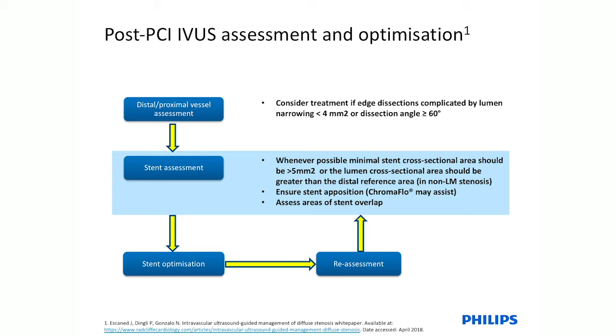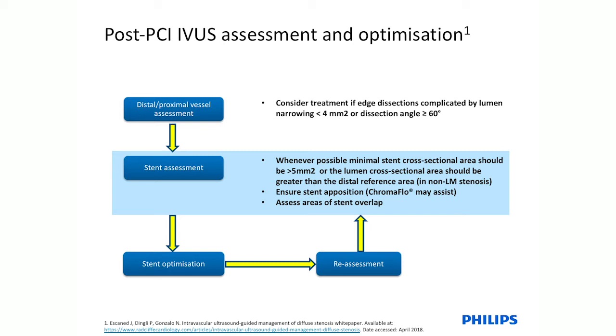Particular attention should be paid to areas of stent overlap, because these areas typically require additional post-dilation. Remember that these are some of the areas that have been associated with the development of stent failure, both in terms of stenosis and also the potential for stent thrombosis if the stent overlap coincides with an area where you have stent under-expansion.